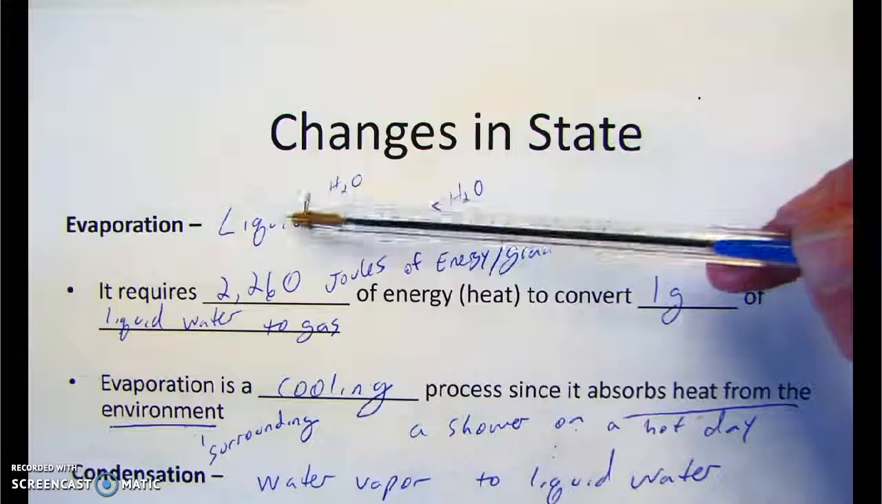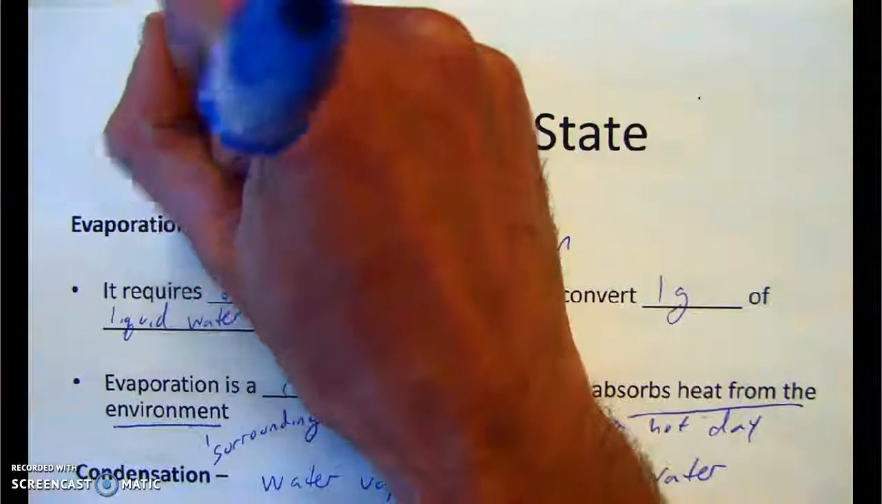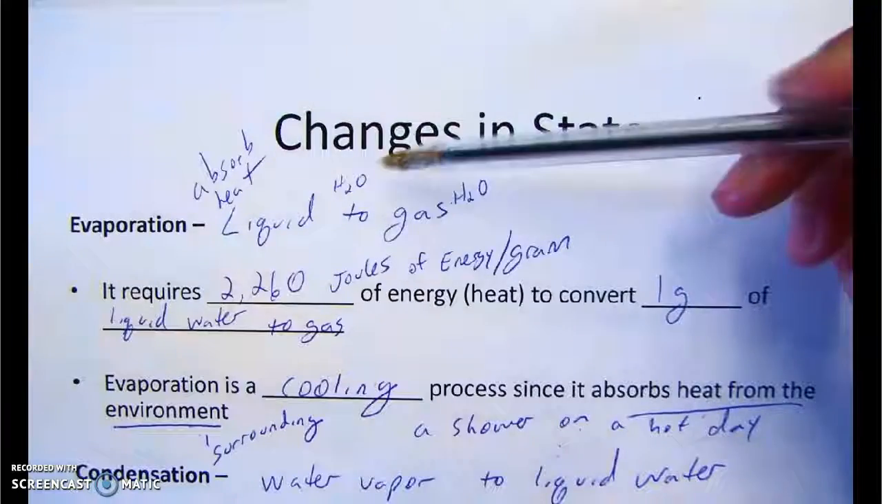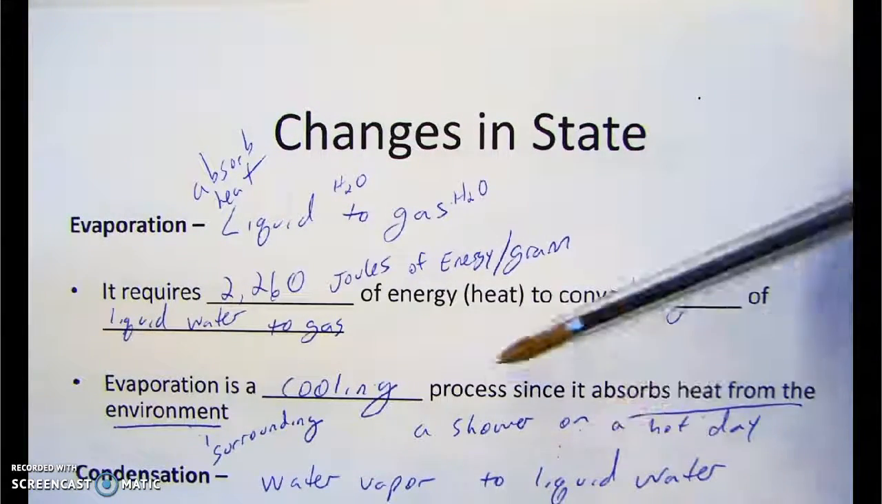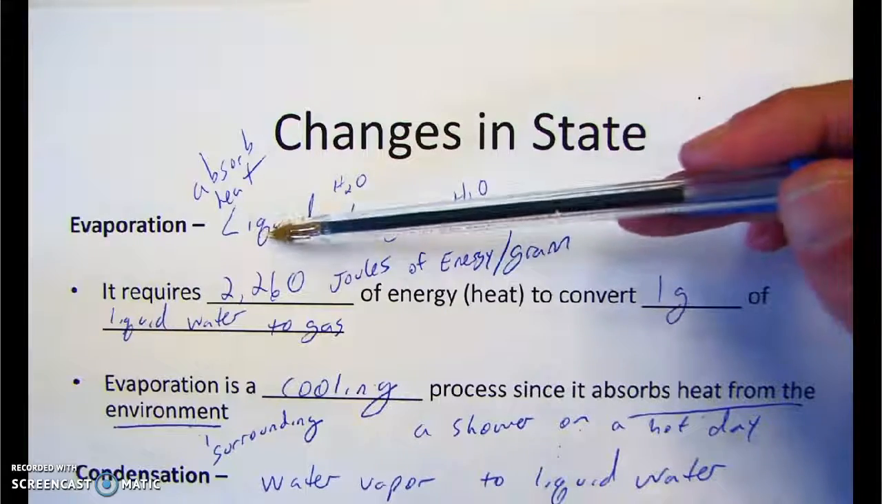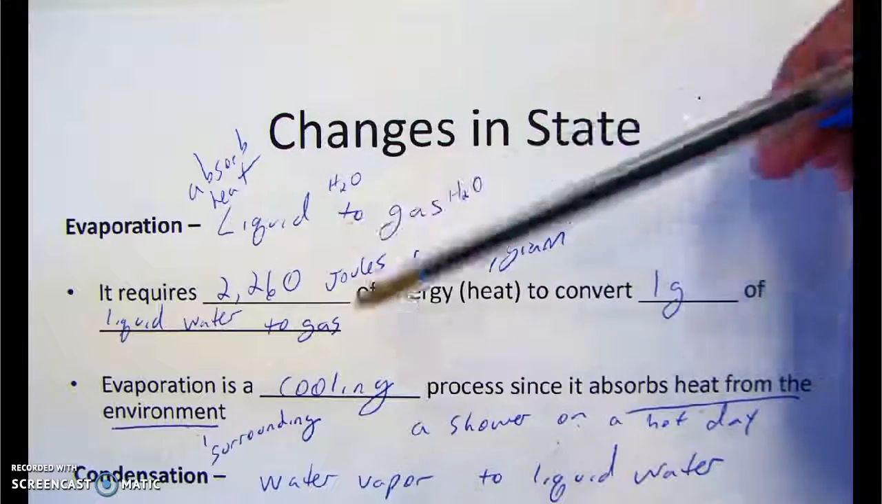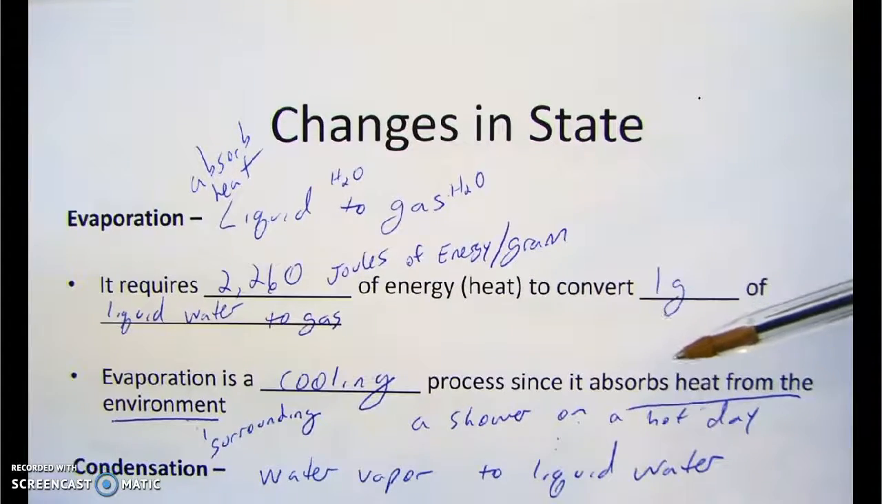In order to go from a liquid to a gas, we have to absorb heat. And we absorb the heat from the surrounding environment. In the case of taking a shower, well, it's the heat from your body that's causing the water on your body to be converted to a gas. And you're losing heat and feeling cooler. And that's why we like to go swimming and hang out by the water when it's hot.